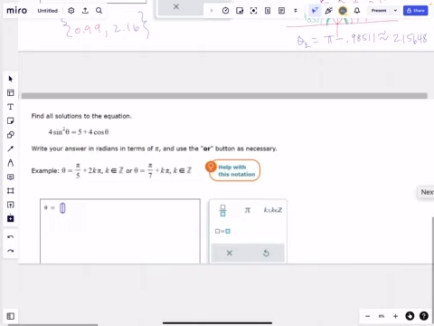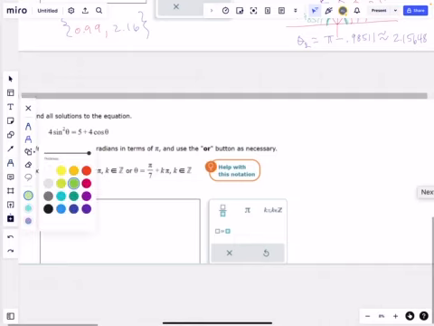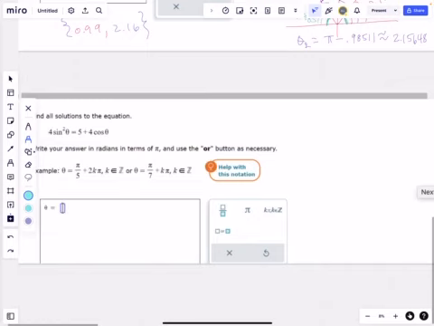Okay, in this example, notice that there's a couple of things that are different. Well, one major thing is that we are asked not to find all the solutions on 0 to 2 pi, but we're asked to find all the solutions, period, to this equation. So all the solutions to the equation. And that means that we want to identify every single possible thing that could possibly be a solution, not just on one rotation of the unit circle, but everything.